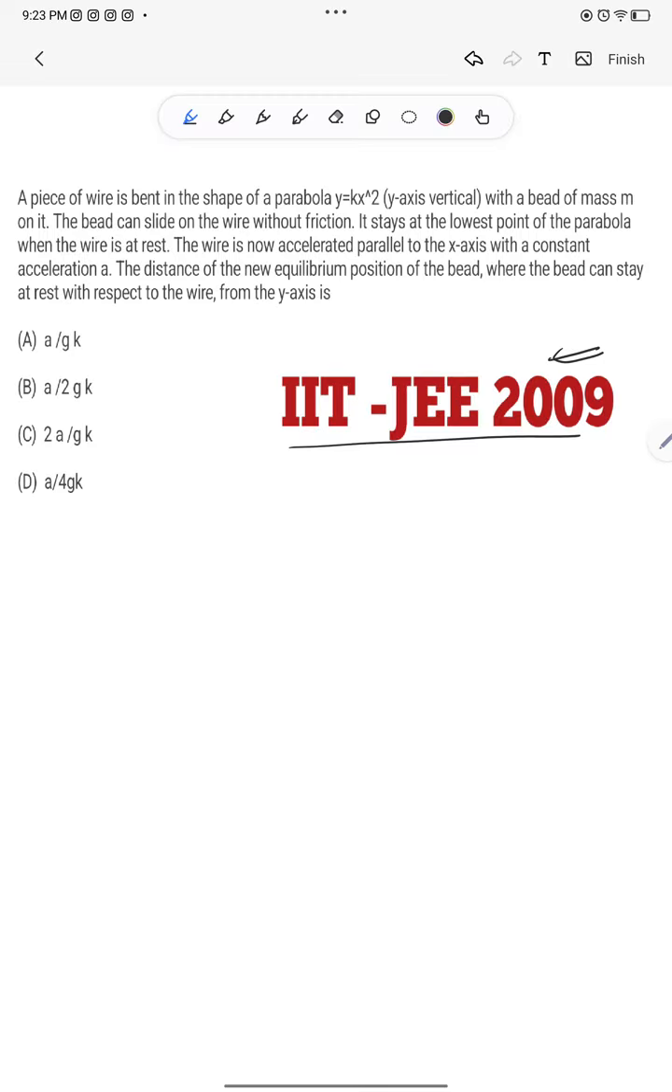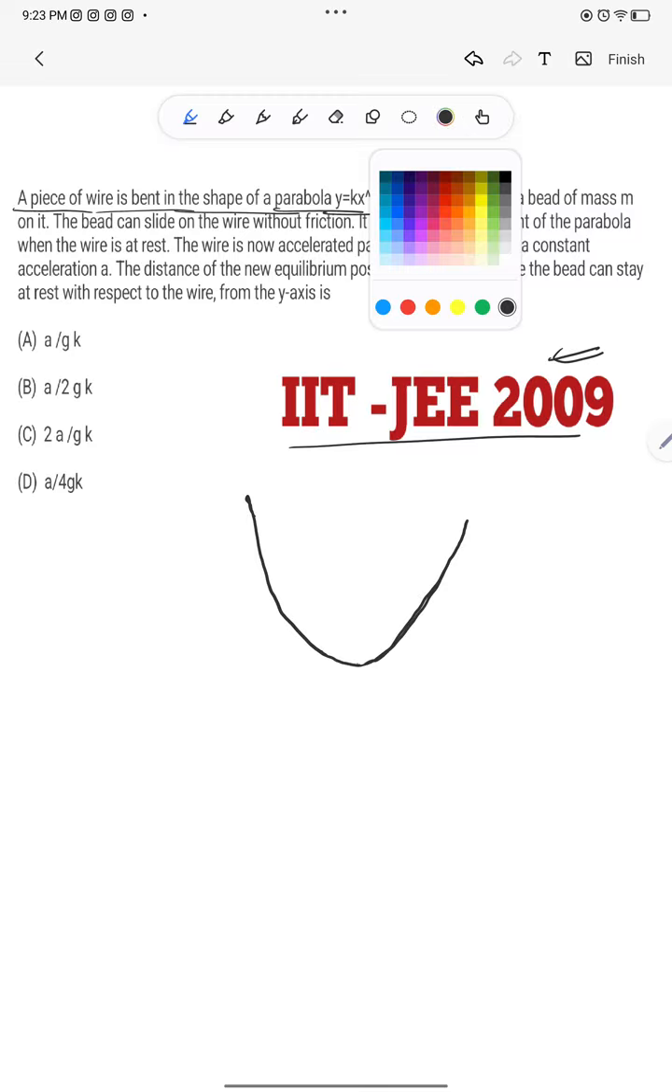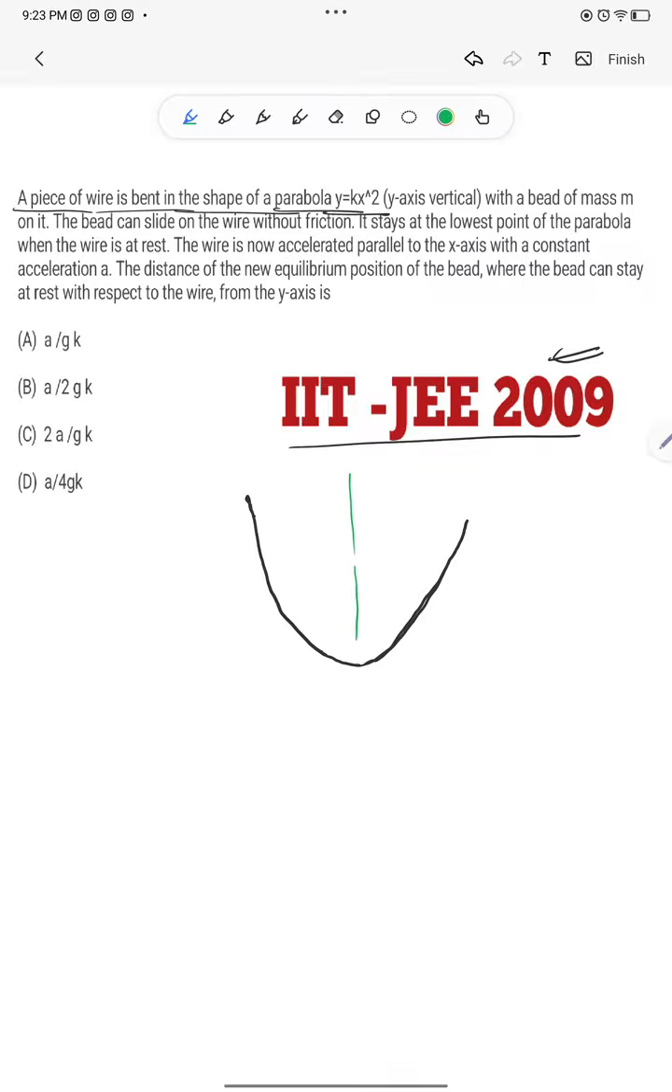The question says a piece of wire is bent in the shape of a parabola y equals kx square. That means we have a piece of wire in the form of a parabola, like this. And here the y-axis is the vertical line. Let's say this is the y-axis and this is the x-axis.